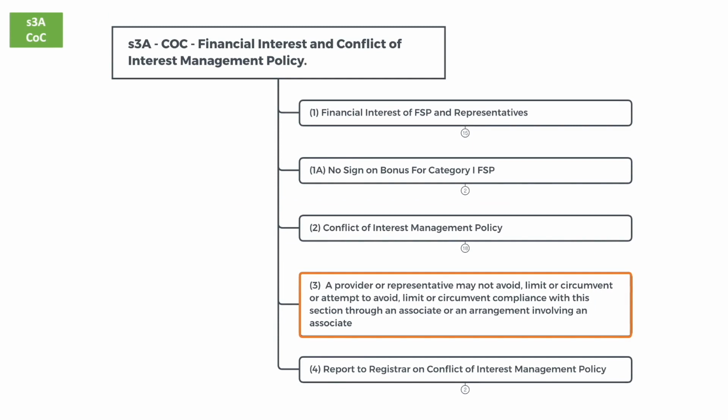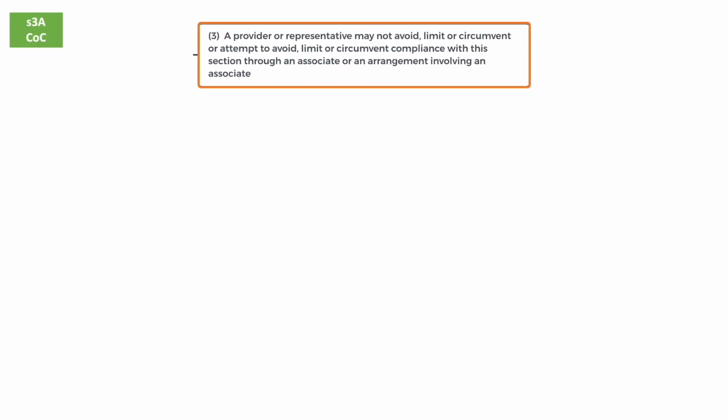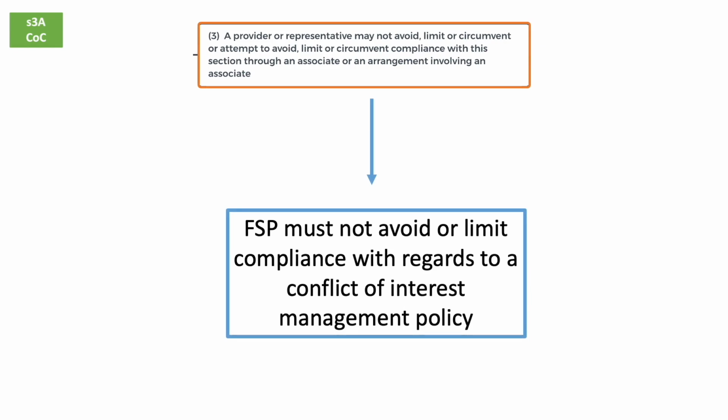Section 3A, paragraph 3 states that a financial services provider or its representative must not avoid, limit, or circumvent, or attempt to avoid, limit, or circumvent compliance with this section through an associate or an arrangement involving an associate. Basically, an FSP or representative must not avoid or limit compliance with regards to a conflict of interest management policy.